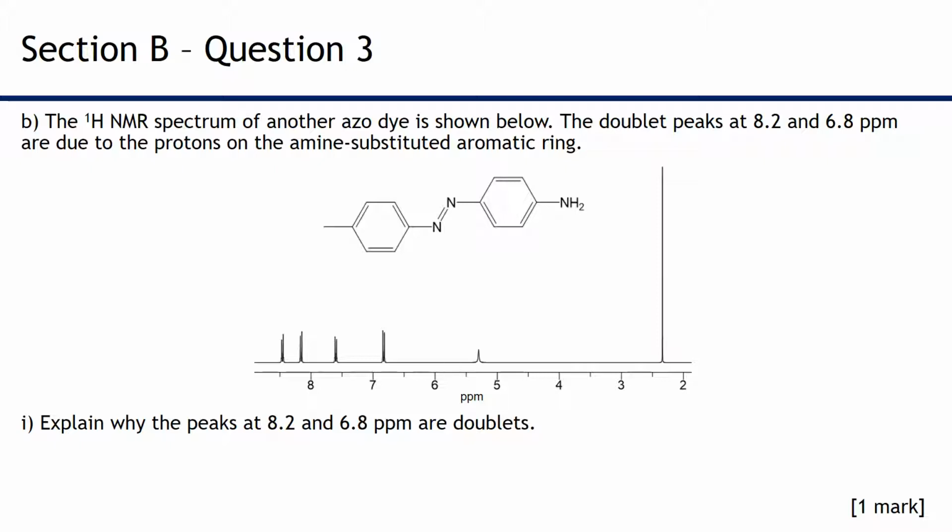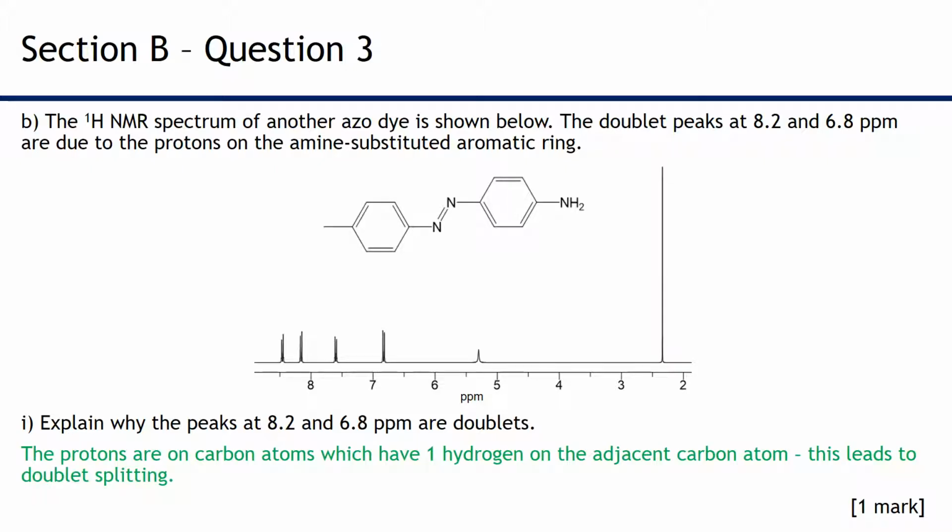And they're described as doublets, which means that they are split into 2. The reason this happens is because they are on carbon atoms which have 1 hydrogen on the adjacent carbon atom, and this leads to doublet splitting. So those peaks correspond to the protons on the amine substituted aromatic ring. That's the aromatic ring on the right of the structure. Those protons are the ones that are implied. They're not shown, but they are there on the aromatic ring.